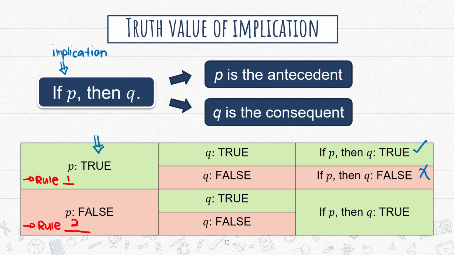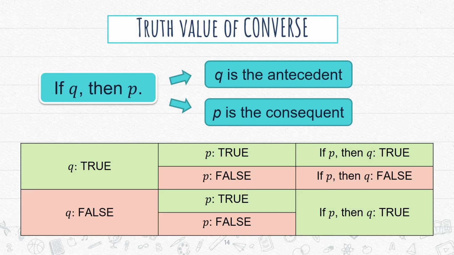Okay, this is for implication. Now we take a look for converse. Okay, this is a form of the converse statement. This one: if Q, then P.